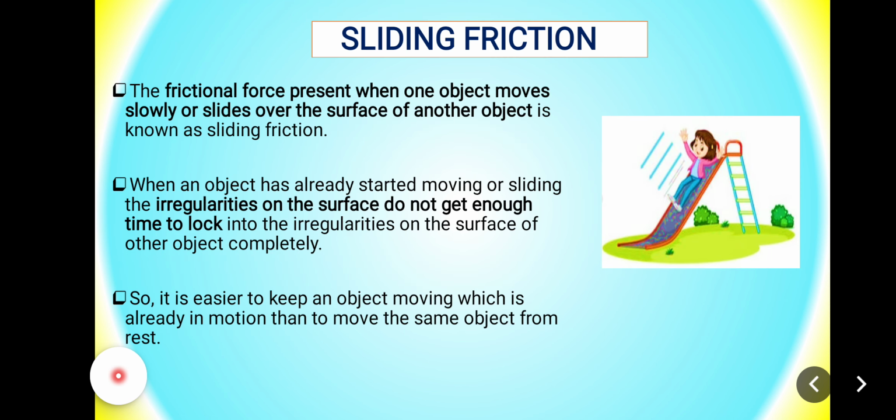Sliding friction. The frictional force present when one object slides or moves over the surface of another object is known as sliding friction. When an object has already started moving or sliding, the irregularities on the surface do not get enough time to lock into the irregularities on the surface of the other object completely. So it is easier to keep an object moving which is already in motion than to move the same object from rest.